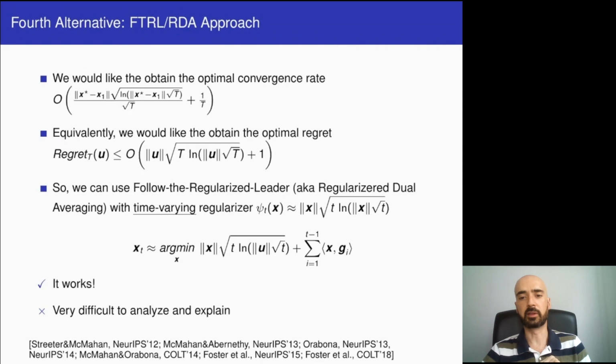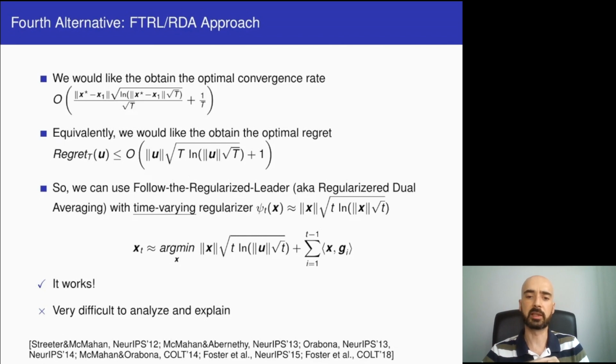Now, you look at this regret guarantee here, and you might say, I might try to use a follow the regularized leader procedure in which this quantity here is exactly my regularizer. And this is the regularizer that you choose. You see that it is a regularizer that is changing over time, and it must change over time. You cannot use a constant regularizer. And so you would have this kind of update in each step.